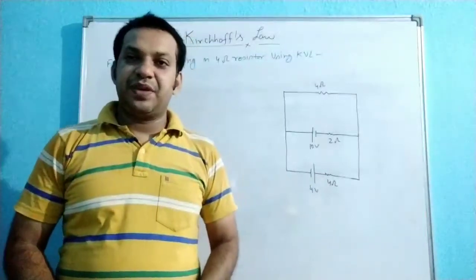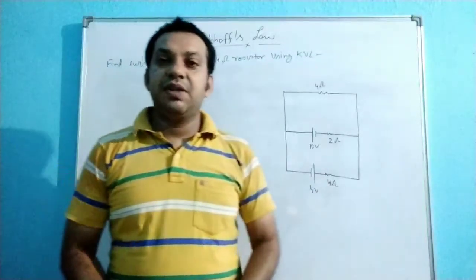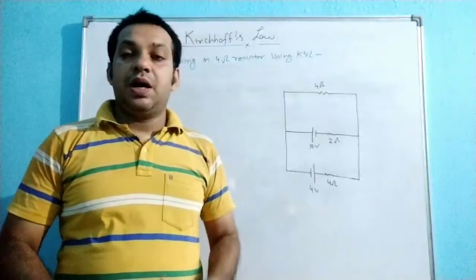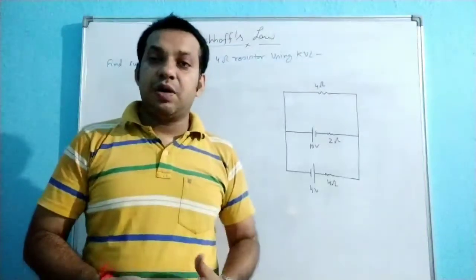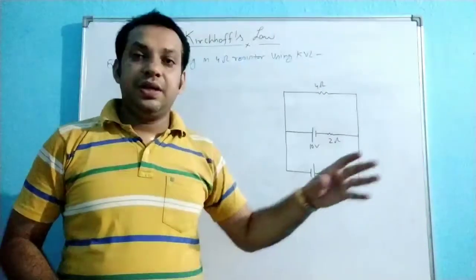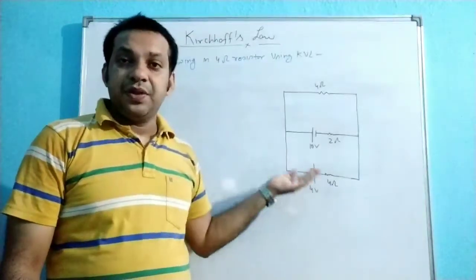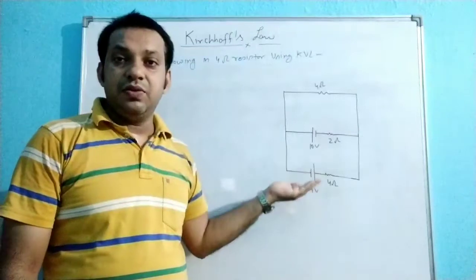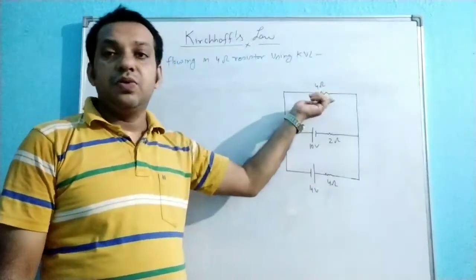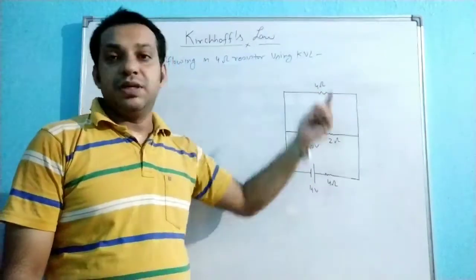Welcome back, students. In my previous class, I gave you the procedure to apply Kirchhoff's voltage law in any question. Today I am going to give you a question based upon the KVL. You have to calculate the amount of current flowing through this 4 ohm resistor.